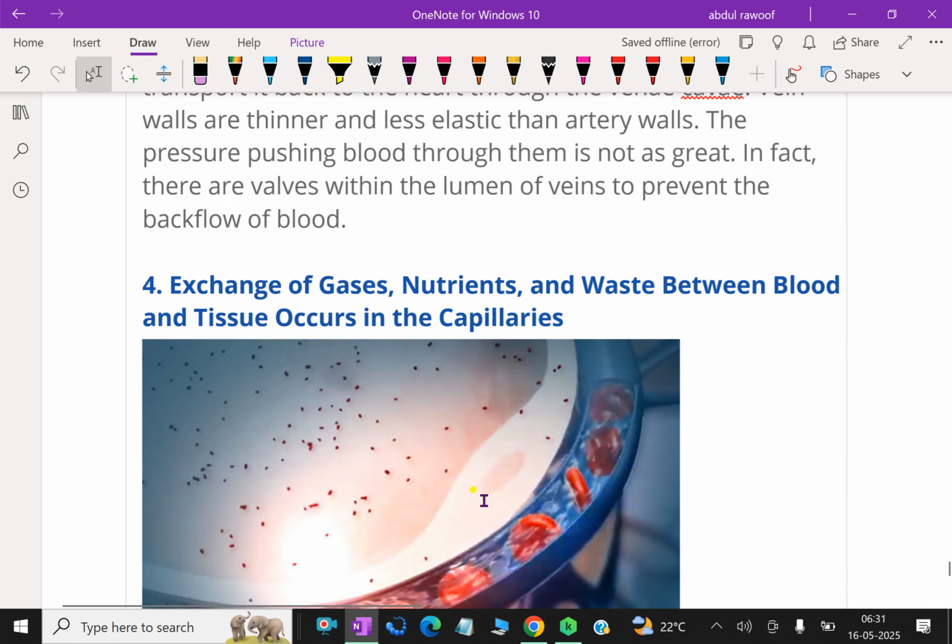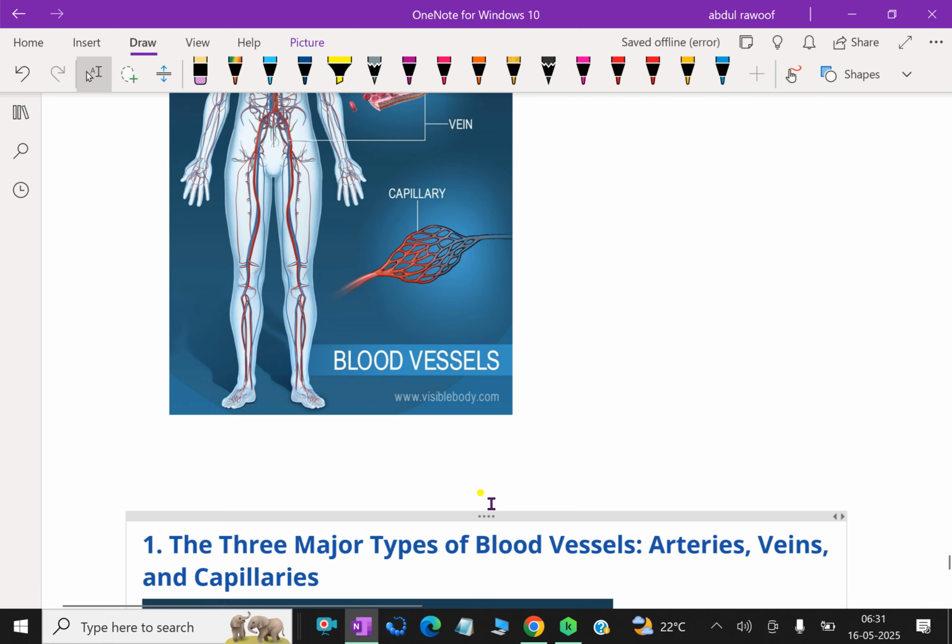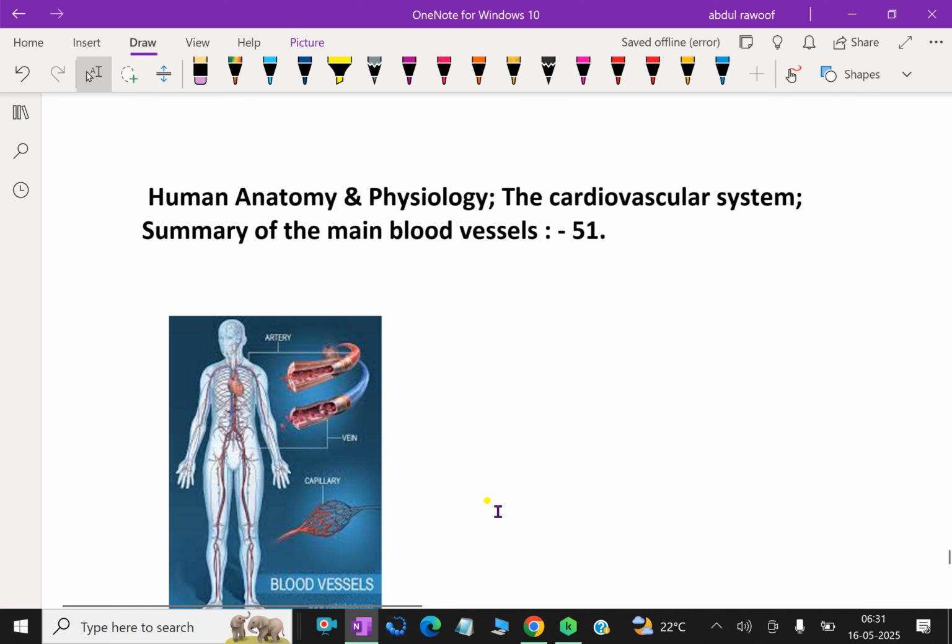So far, we discussed a little about the summary of the blood vessels.